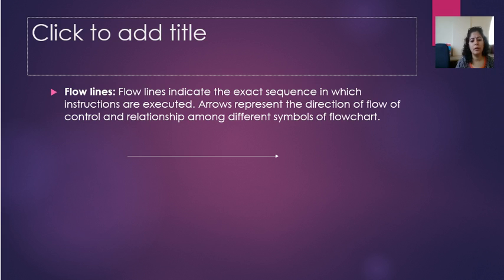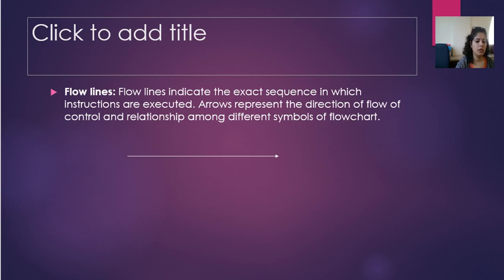Arrows always represent the direction of flow of control. Flow of control means, if we are at the second step, how we have to move to the third step. That is flow of control. It also represents the relationship among different symbols of the flowchart. So flow lines are very important, and different flow lines are available.